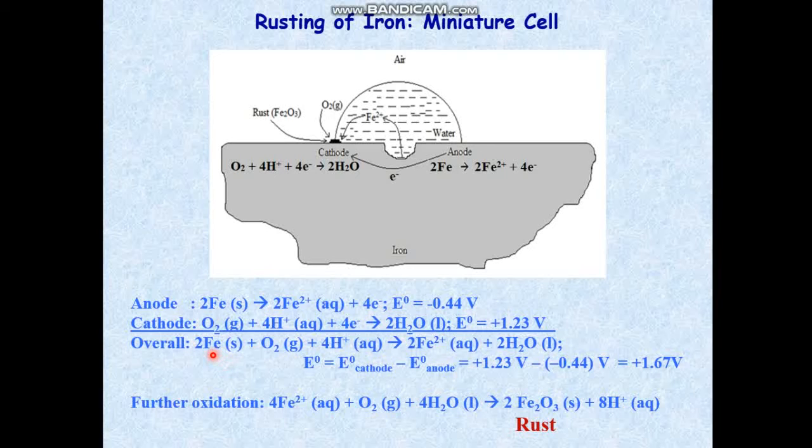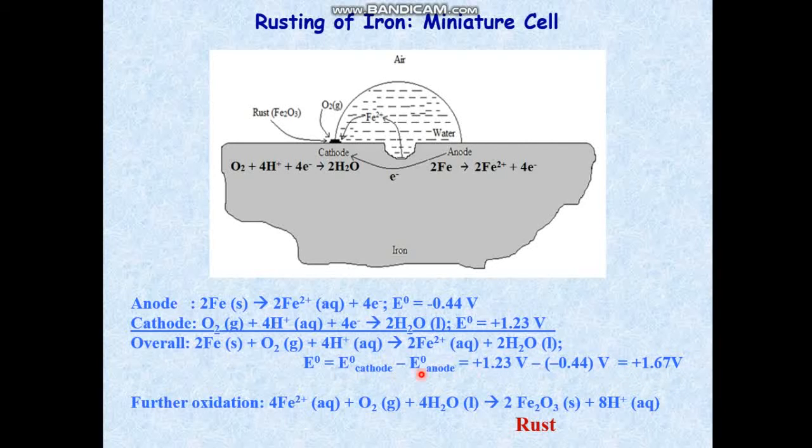So the things left are 2 iron, 1 oxygen, 4 protons to produce 2 aqueous iron 2 plus ions and 2 moles of water. So what is the overall electrode potential of the reaction? This is the cathodic E0 value minus the anodic E0 value. So by subtracting the standard electrode potentials, we get the final standard electrode potential, which is plus 1.67 volt.